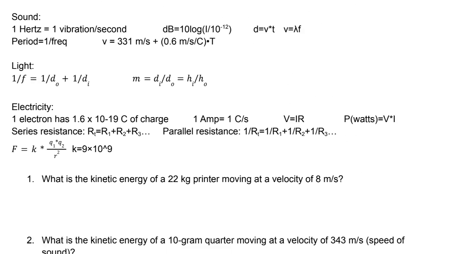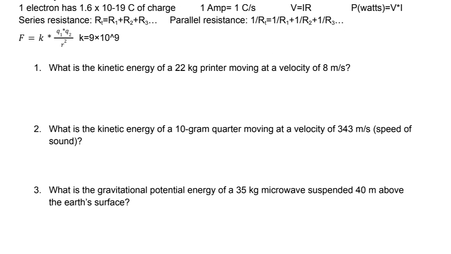Let's go ahead and get started with problem number 1. What is the kinetic energy of a 22 kilogram printer moving at a velocity of 8 meters per second? For this, we need our kinetic energy formula. So kinetic energy equals 0.5 times mass times velocity squared. Right, because it's squared, velocity will have a greater influence on the kinetic energy here.